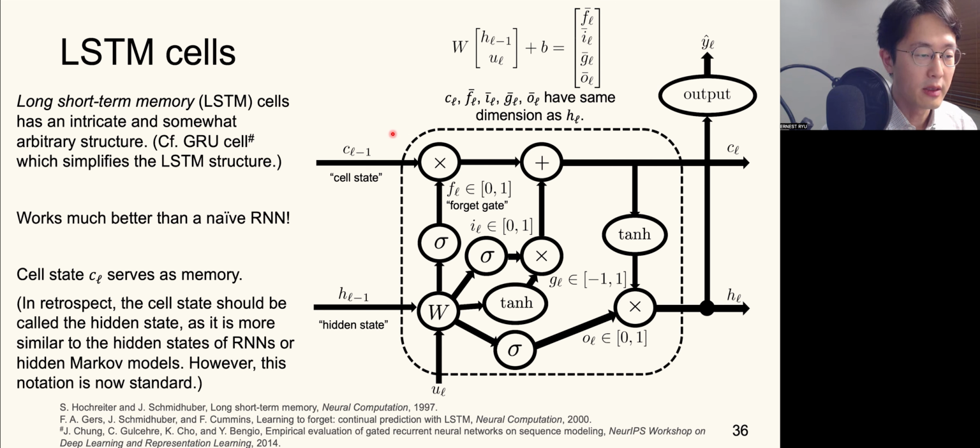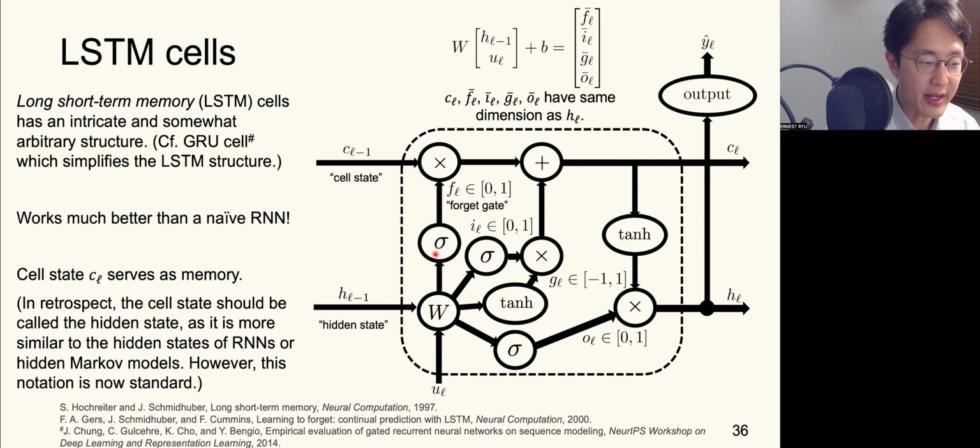The LSTM cell takes in as input the previous cell state, c sub l-1, and the previous hidden state, h sub l-1. It also takes in as input the current sequence element, u sub l. The previous hidden state and the current sequence element are concatenated, and then that is passed through a linear layer defined by the weight matrix W and the bias vector b. That produces an output, and we chunk that into 4 equally sized components, and we refer to those 4 components as f bar, i bar, g bar, and o bar.